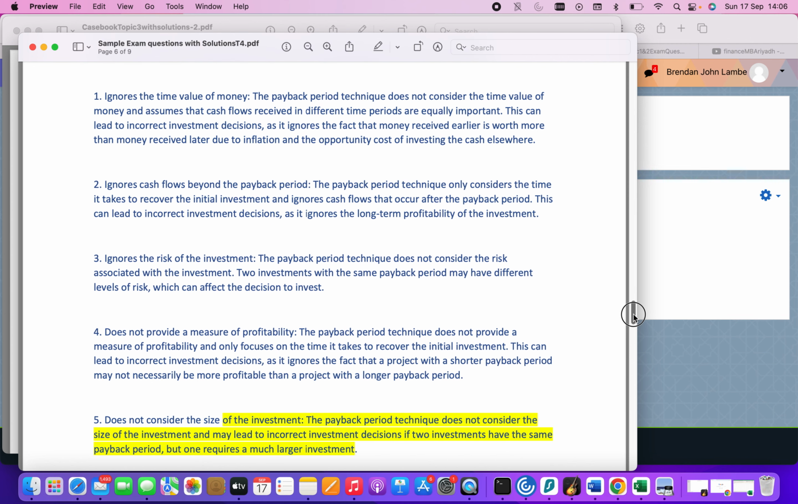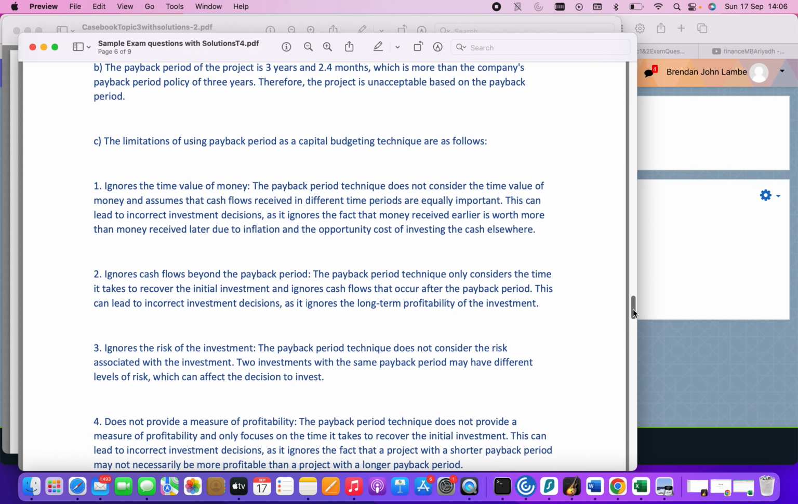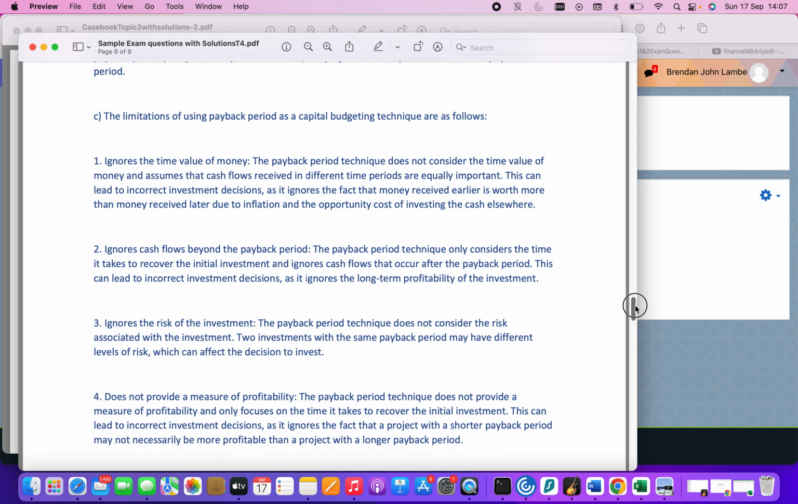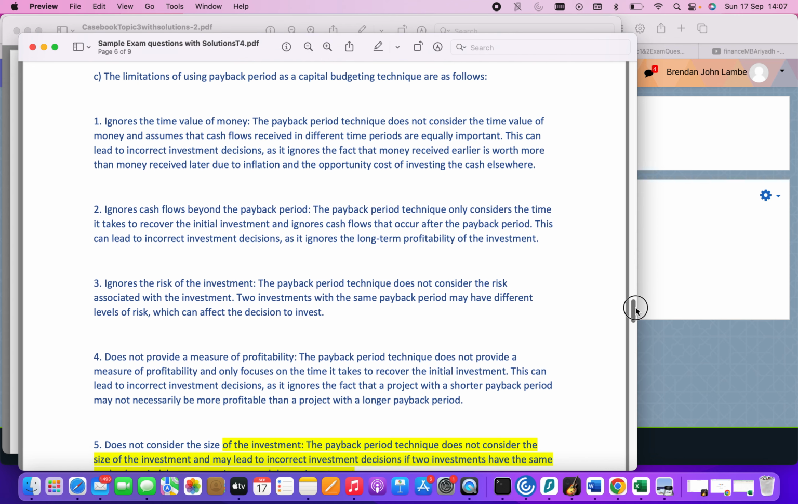one of the limitations, in that the payback period is an arbitrary decision. So what other limitations are there with the payback period? It ignores the time value of money. We don't get a discounted version or a discounted present value of those future cash flows. Any cash flows beyond the payback period are ignored as well, so you could miss out on some very good cash flows simply because you haven't looked any further than your arbitrary cutoff date. The risk of the investment is not considered either.